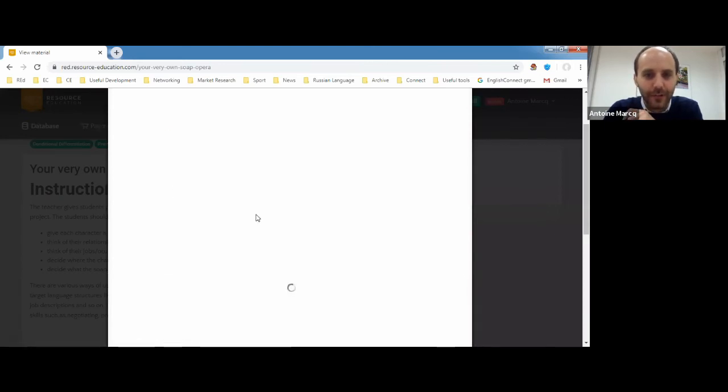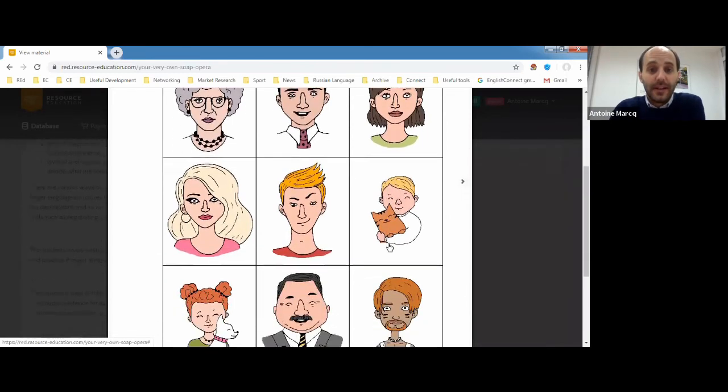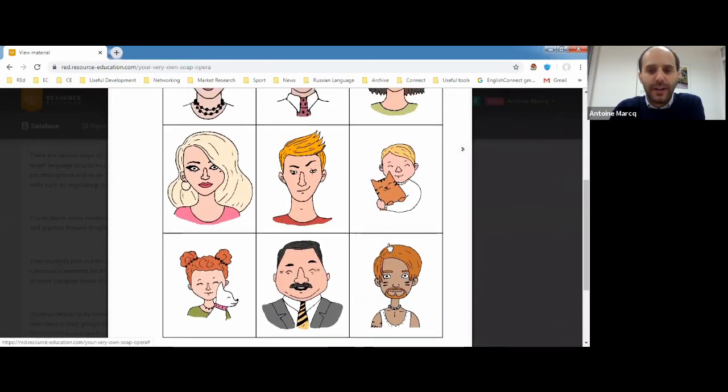Let's go to the characters immediately. So you can cut these up into cards, and you can use a certain number of these. It's as you wish. You don't have to use all 9. You can.